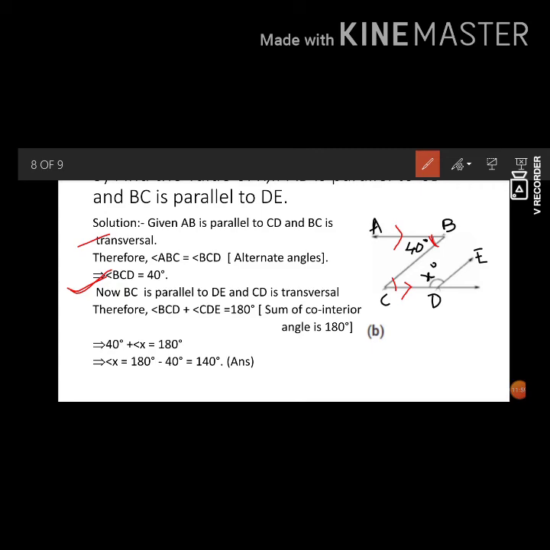Again in the question it is given CB is parallel to DE. So when CB is parallel to DE and CD is the transversal, we can say angle BCD plus CDE is equal to 180 degrees. The sum of co-interior angles is 180 degrees. So angle BCD was 40 degrees and CDE is x. Substituting the values and making x the subject, we get 180 degrees minus 40 degrees, that is 140 degrees.